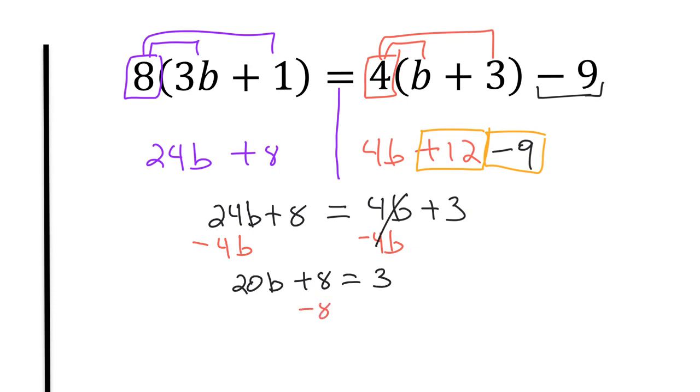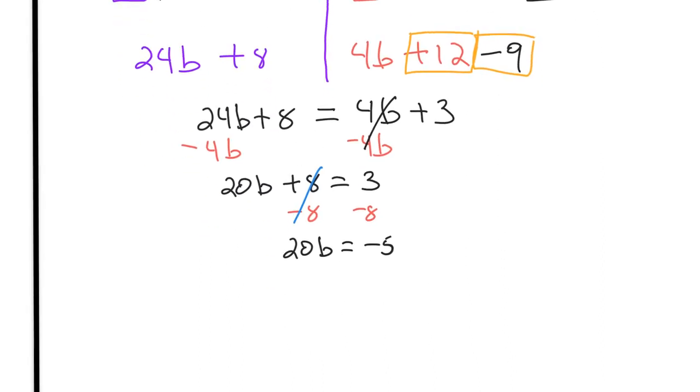You guys subtract 8 from both sides. That's gone. 20b equals negative 5. You guys divide by 20. And whatever you do to one side, you have to do it to the other side. So that turns into 1. So we don't need the 1, just a b equals.